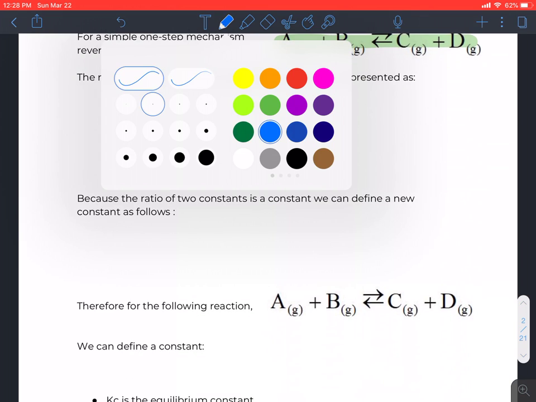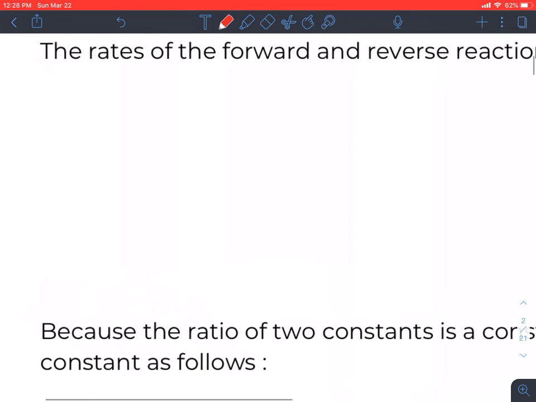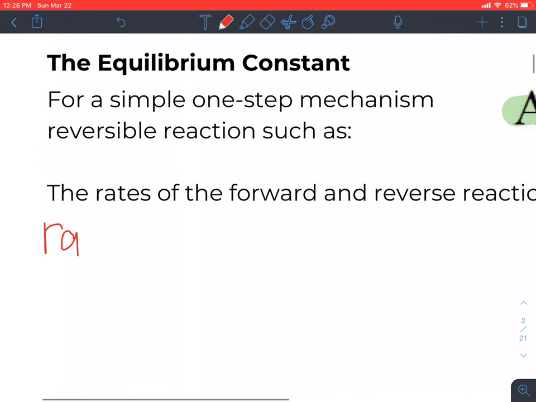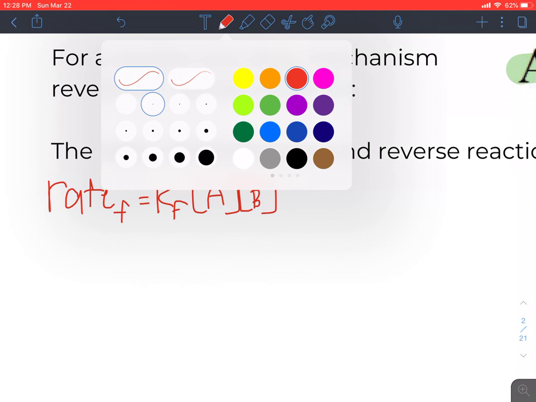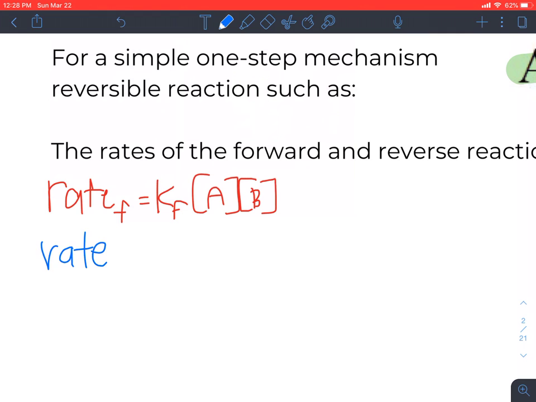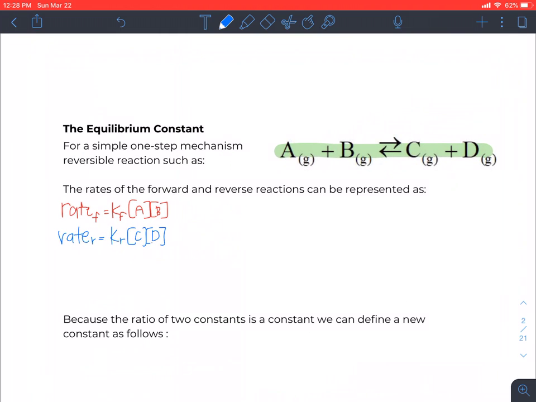So we know the rate of my forward reaction, and this is picking up from kinetics in the last unit. We know the rate of my reverse can be represented as those two. And we know that at equilibrium, the rate of my forward is going to equal the rate of my reverse. So we can take each of these portions and set them equal to each other.